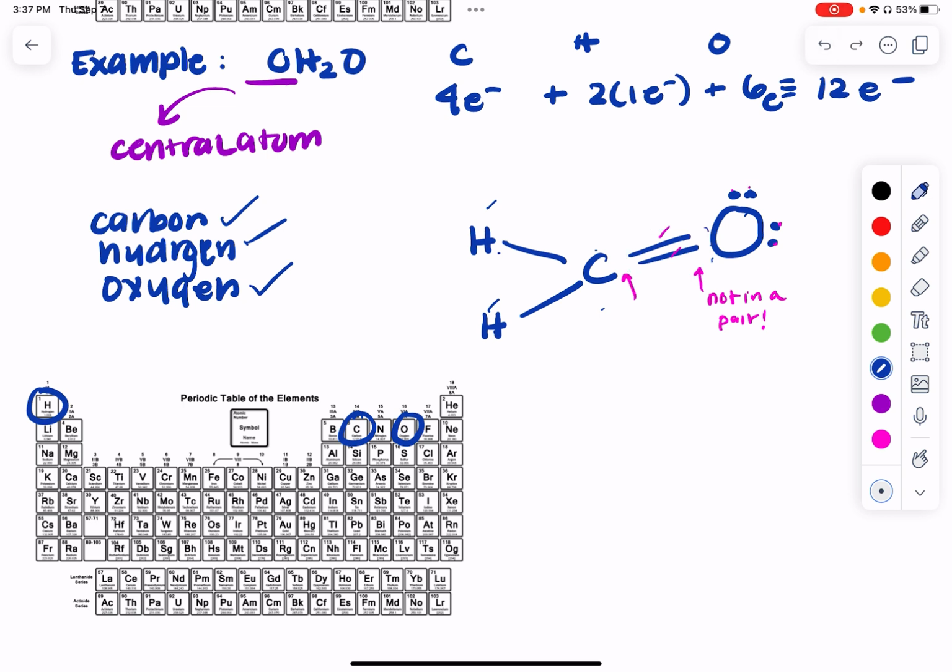The last thing that we need to do is make sure that we have 12 valence electrons, like we said at the beginning. So we have 2, 4, 6, 8, 10, 12. This is the Lewis structure for CH2O.